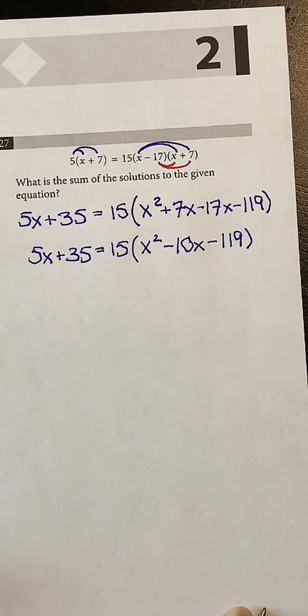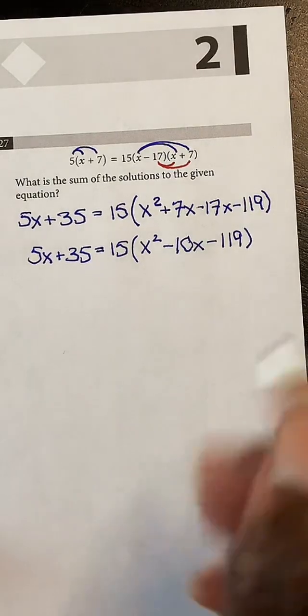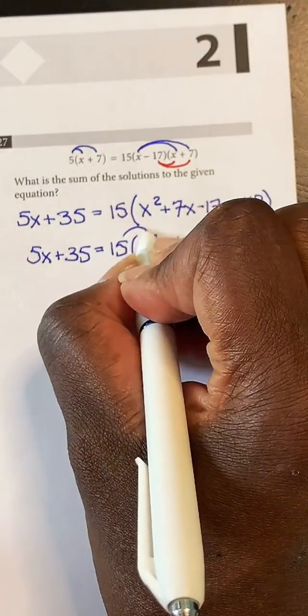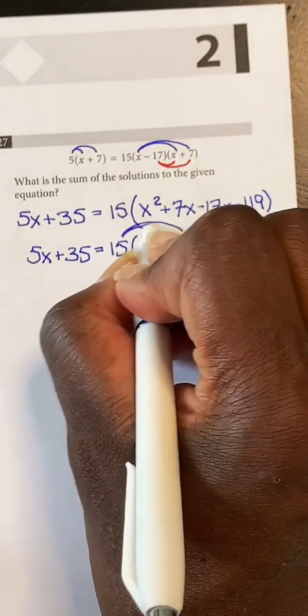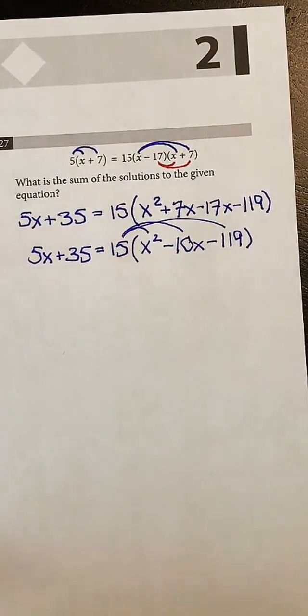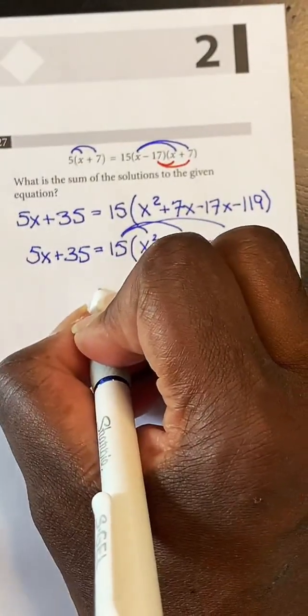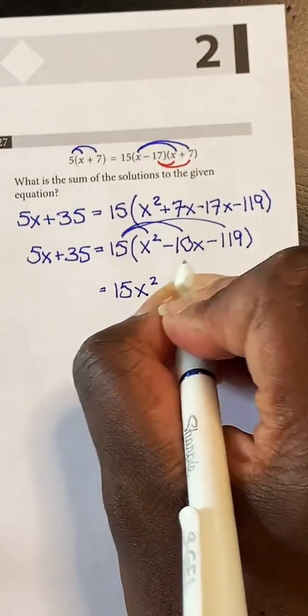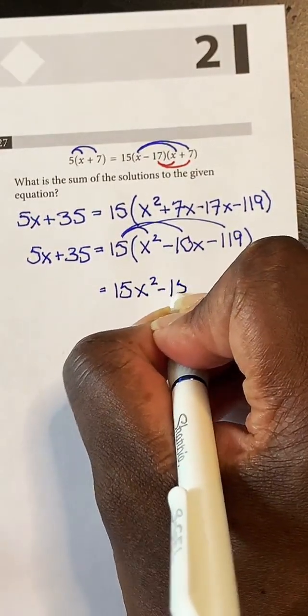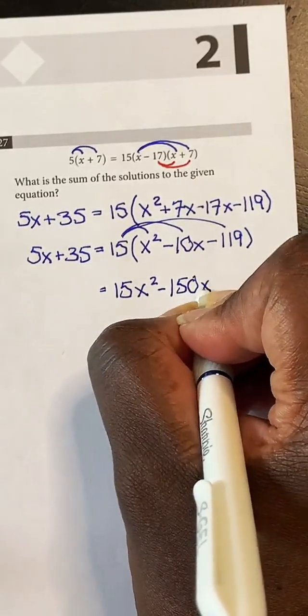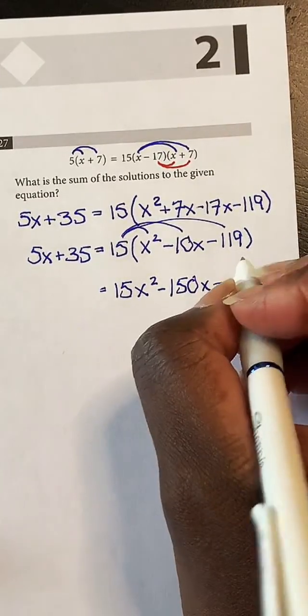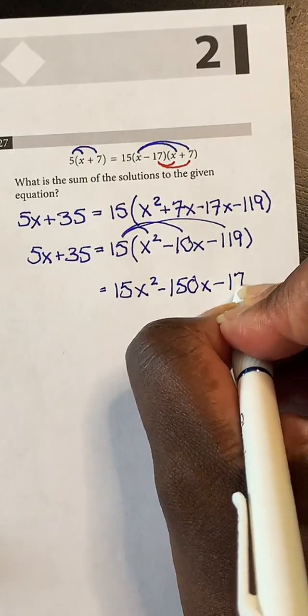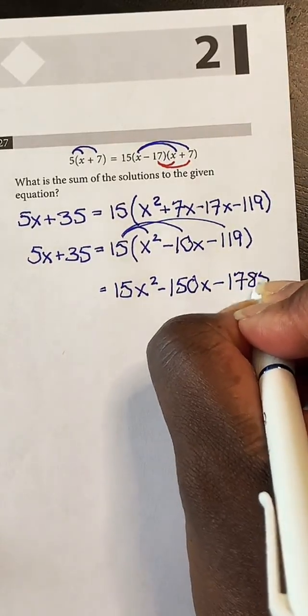Okay. Now King is telling me distribute the 15 and combine our like terms. All right, so we're distributing the 15 to everything inside of that parenthesis. So we have our 15x squared, okay, minus our 150x, and that's minus 1785.